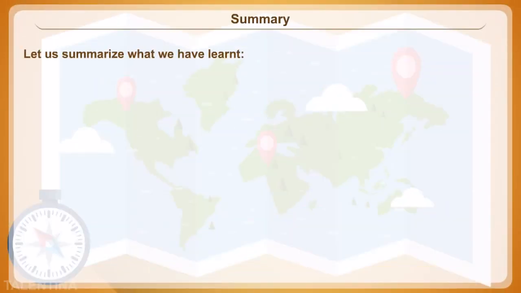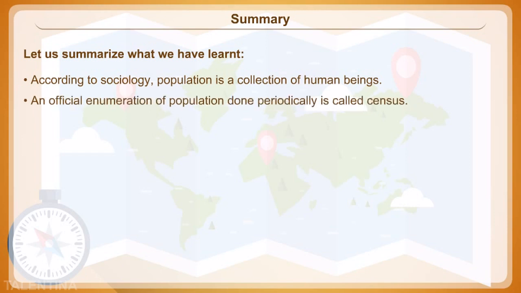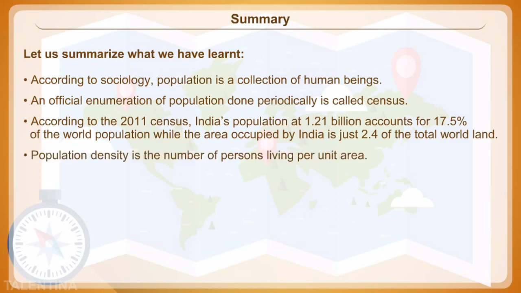Summary. Let us summarize what we have learned. According to sociology, population is a collection of human beings. An official enumeration of population done periodically is called census. According to the 2011 census, India's population at 1.21 billion accounts for 17.5% of the world population, while the area occupied by India is just 2.4% of the total world land. Population density is the number of persons living per unit area.